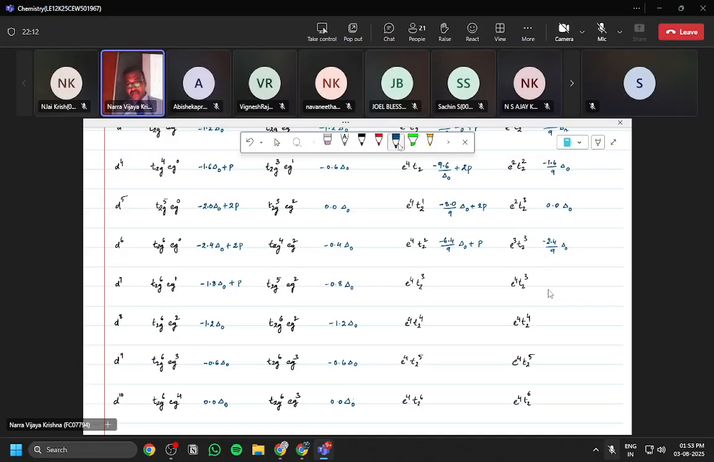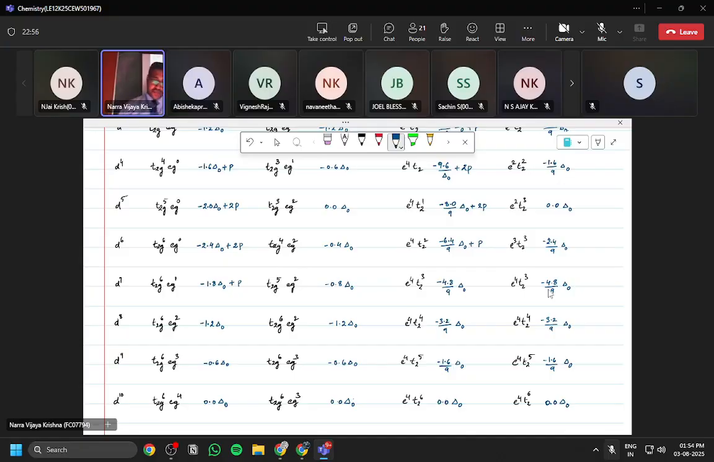Next one. Minus 4.8. Correct? Here also minus 4.8 by 9 delta naught. Correct or not? Next one. Minus 3.2 by 9 delta naught. Here also same. Next one. Minus 1.6 by 9 delta naught. Here also minus 1.6 by 9 delta naught. Next one, 0. Here also 0.